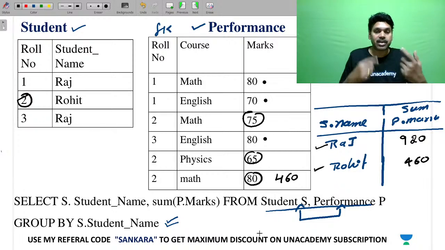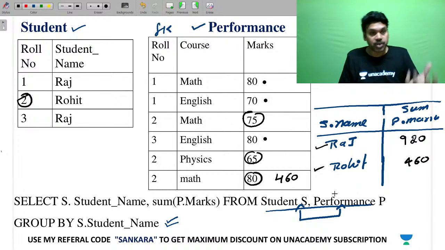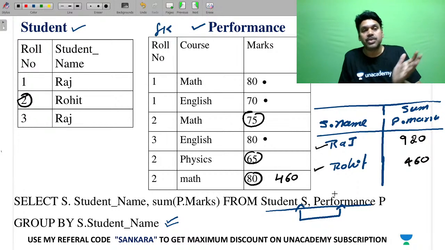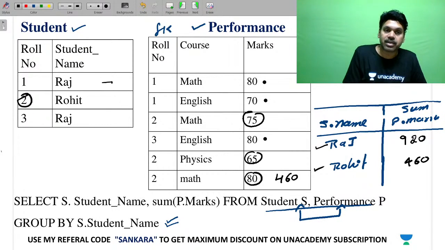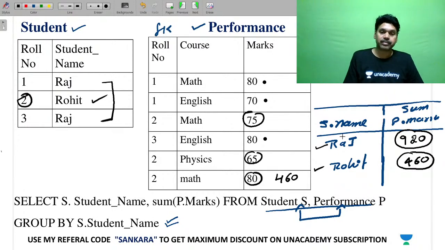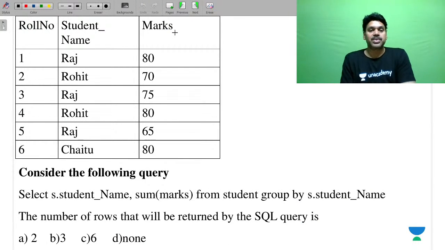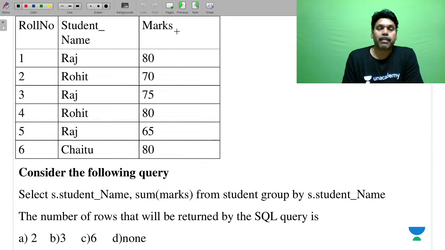But as it is based on without using any kind of a join, so you need to do first of all a what? Cross product. On that you try to do a Raj cluster and you try to do a Rohit cluster. Any doubt, friends? Tell me. So your answer is sum of marks is this much and Rohit marks is this much. So let us go to next question.